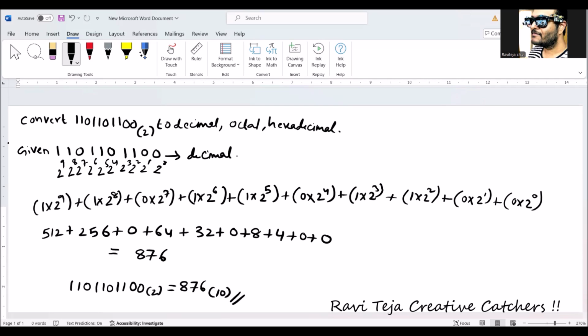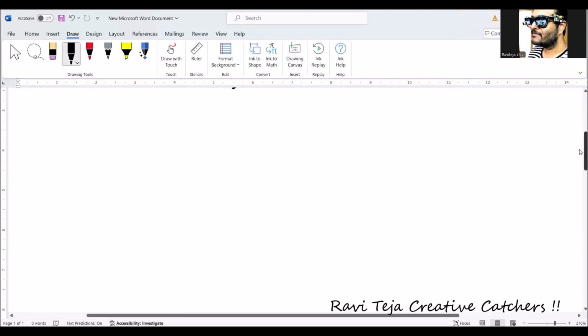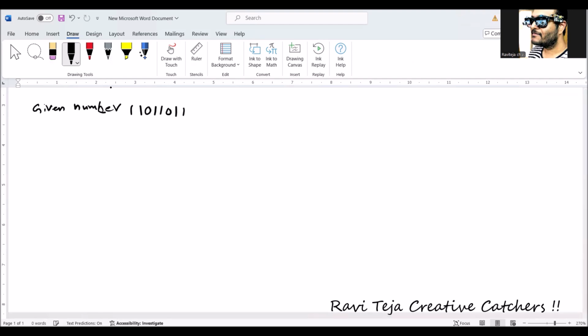Now let's convert the same binary number into octal representation. Given number 110 110 1100 to octal. Okay. So let's convert that into octal.